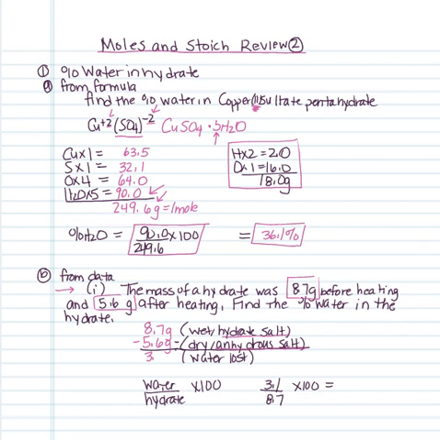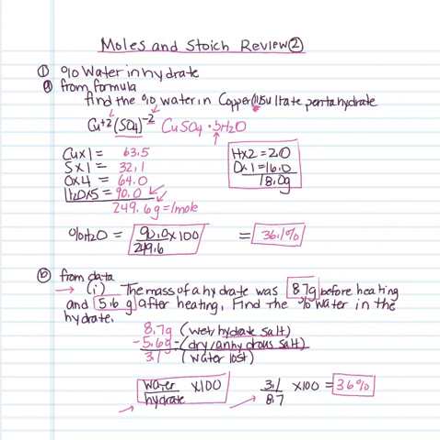In order to find the percent of water, we're going to put the water lost over the hydrate mass, which is the original mass before heating, multiplied by 100. And in this case, the percent of water, according to this data, comes out to 36%.